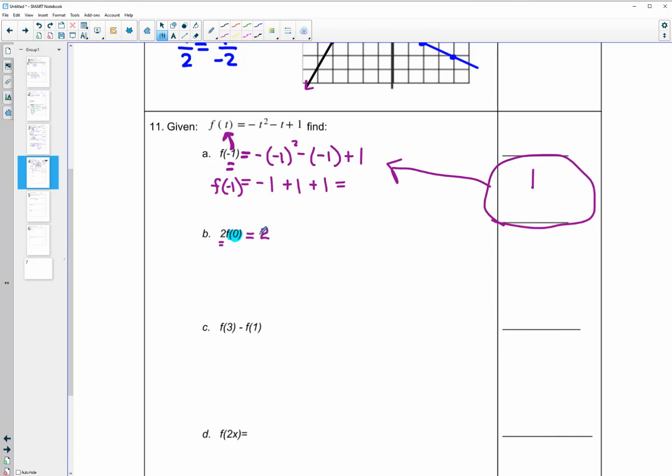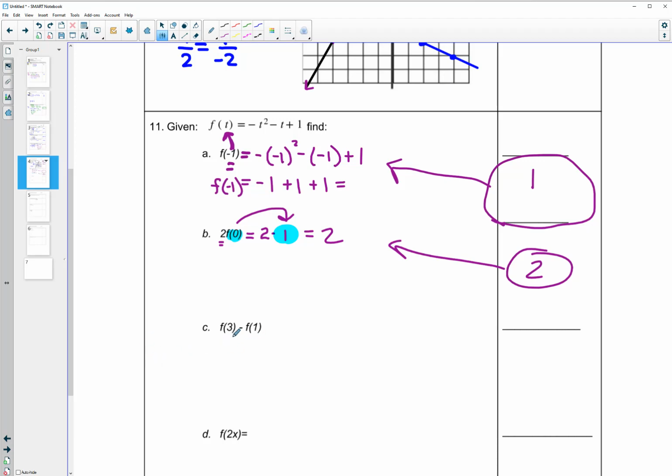So you just say, okay, it's going to be 2 times f of 0, right? And I'm going to color code that for you, right? 2 times the blue, right? 2 times this. Well, f of 0 means I put a 0 here, I put a 0 here, I put a 0 here, so it's only going to be 1. It's very easy, you can kind of do in your head, right? So it's going to be 1. Okay, because 0 minus 0 squared minus 0, all 0, plus 1 is 1. So f of 0 is 1. 2 times f of 0 is 2. So the answer is 2.